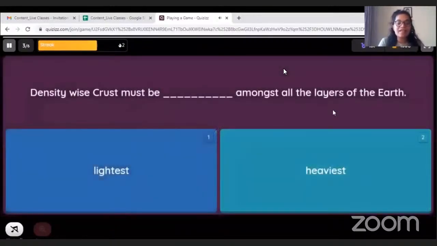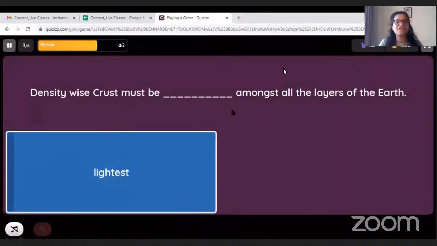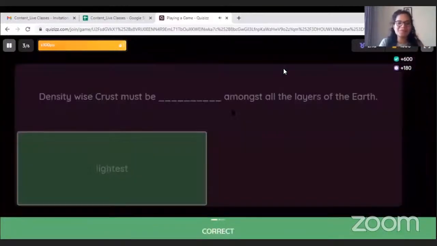Next one. Density wise, crust must be dash amongst all the layers of the earth. Now, since it is the outermost layer, it cannot be the heavy layer. Heavy means it should be inside. So if it's the outermost layer, it has to be the lightest layer. Good job, everybody.